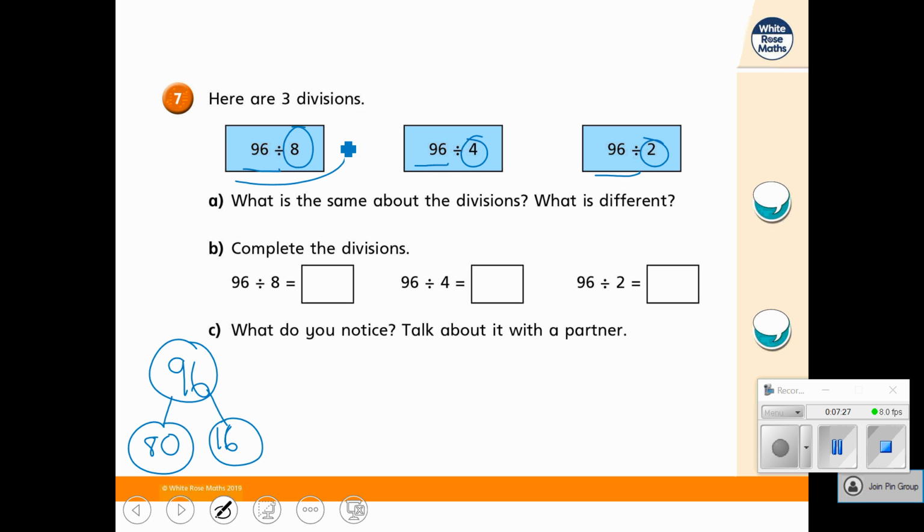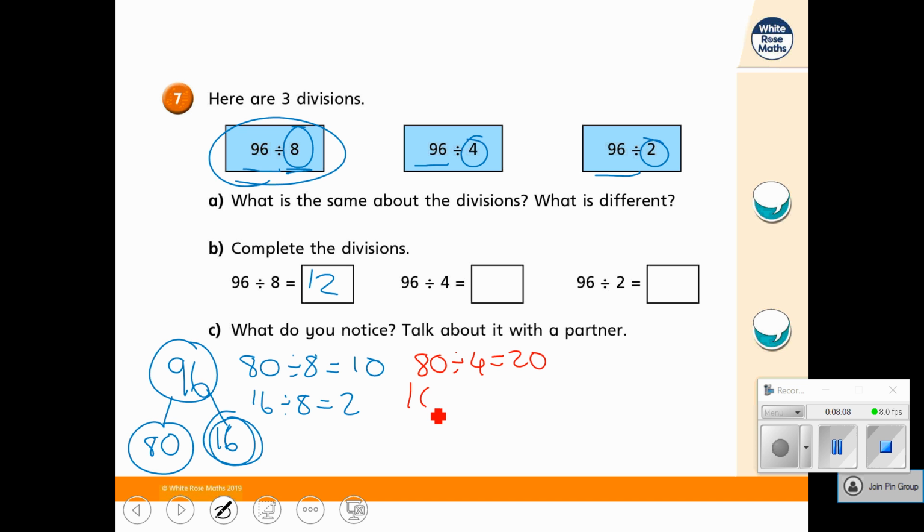And let's use that to answer our first question. Right, so 80 divided by 8, which is our first divisor, is 10. And then I've got 16 divided by 8, which is 2. So my answer for the first one must be 12. Okay, now I think I can use that same part-whole model for the next question. I'll change the pen colour. So 96 divided by 4. Okay, so 80 divided by 4 is 20. 16 divided by 4 is 4. So my answer must be 24.